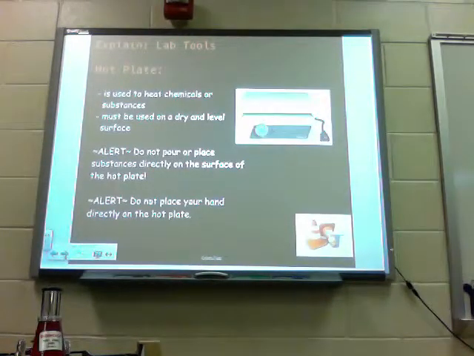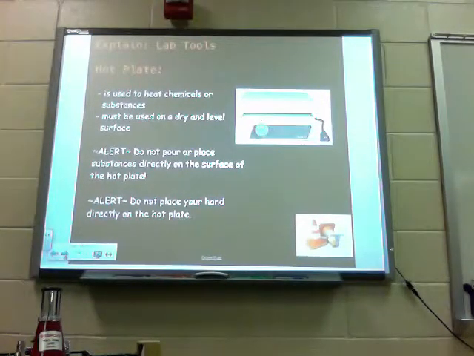And then we have, last but not least, a hot plate. It's used to heat chemicals or substances. It must be used on a dry and level surface. Please make sure that the table is dry before plugging this in. It is plugged into the wall. But why? Because we could get electrocuted, Miss Gold. Oh, that wouldn't be good. No, that would not be good.